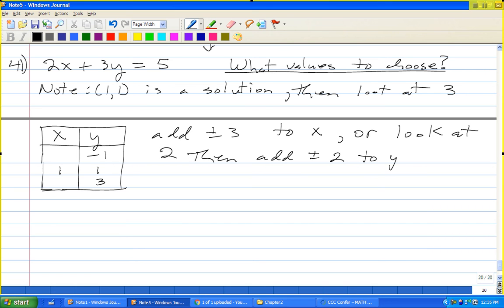So either you can add 3 to the x, subtract 3 from the x, or do it where you add and subtract 1. Actually, notice I have the 3 points. That should work. Okay. So either way of doing that should work.